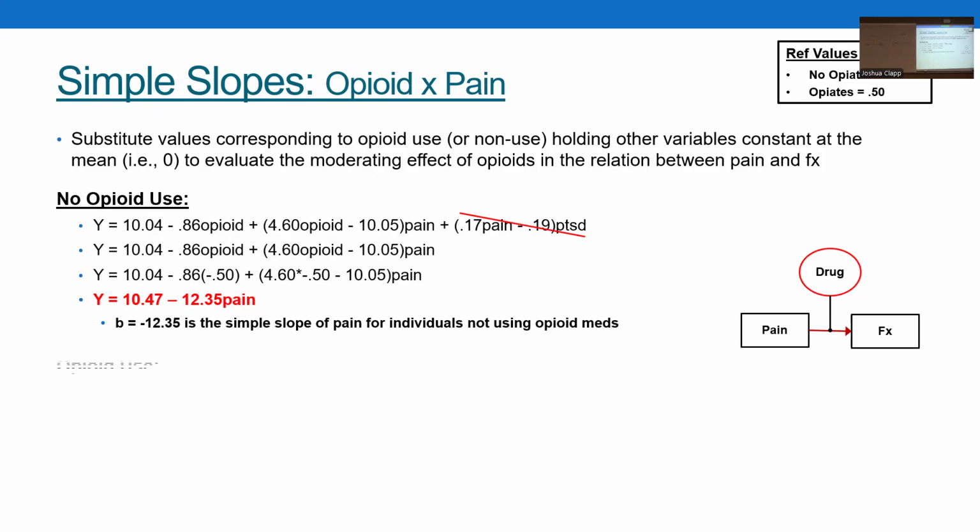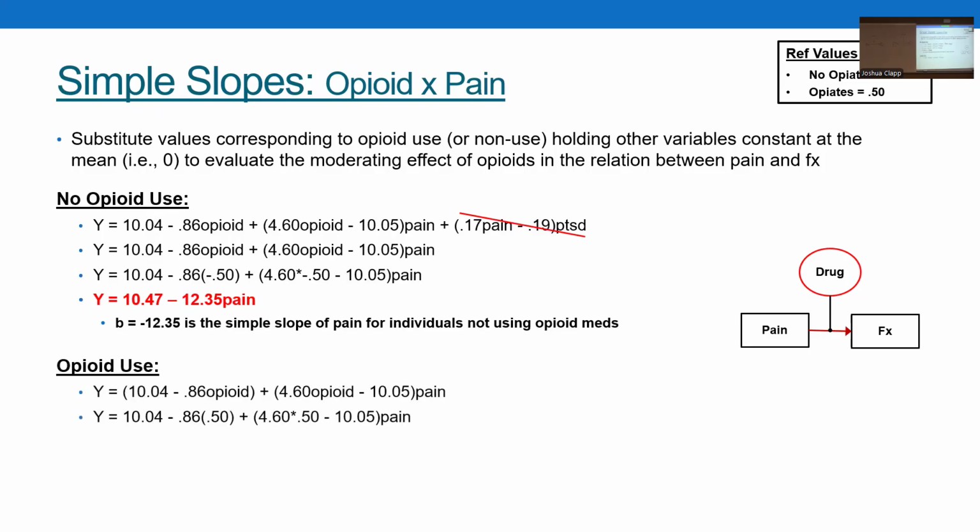Here's what we got here. And then the same thing. If I go through and plug in values corresponding to people who are using opiates in this set, here we go. And it breaks that down there.